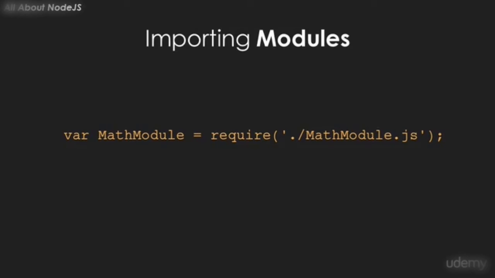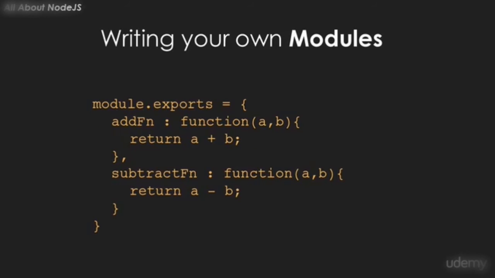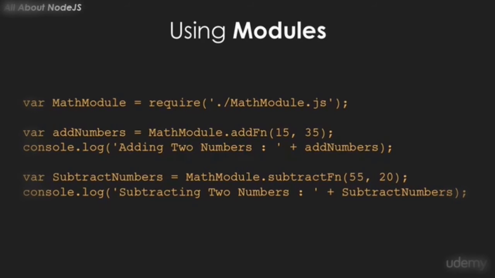For instance, here we are importing a module called Math module, and this is how we wrote the Math module. It's basically a JavaScript object that defines two functions, one for adding two numbers, the other for subtracting two numbers. All of this is exported out of the module using the module.exports feature, as you can see here. To use the module, import the module into your app using the require method and then just call the functions from the imported JavaScript object using the object.function notation as shown here.